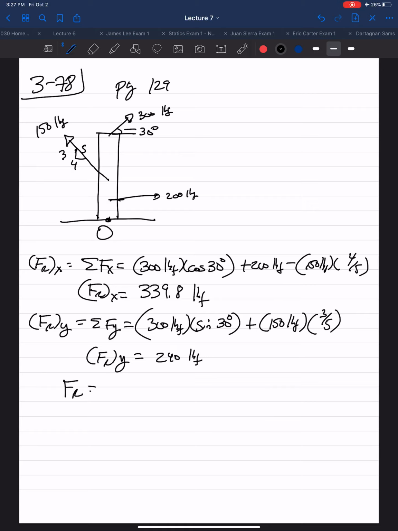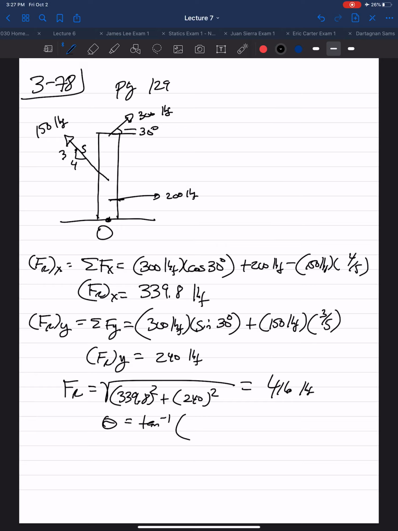The magnitude, the angle theta, then the equivalent resultant couple moment about O. We had no couple moments given to us in this system, so we just have to worry about the moments caused by the forces about O.